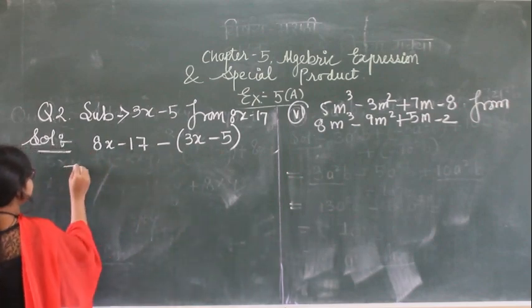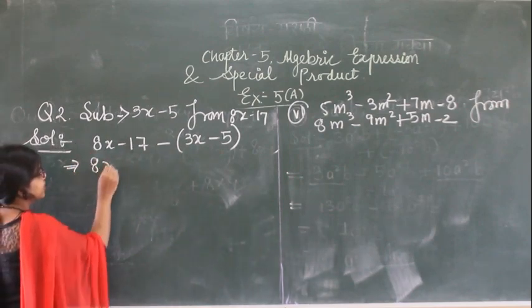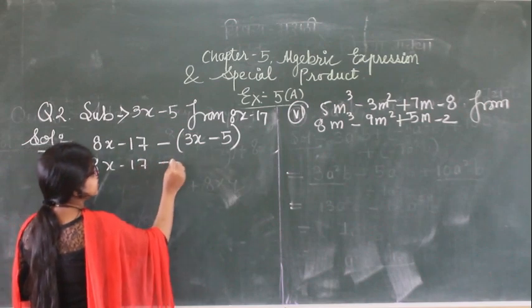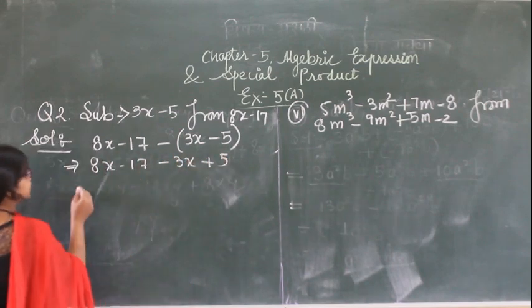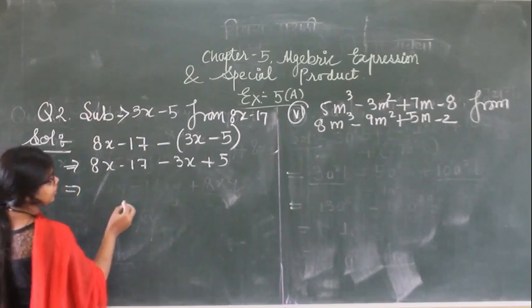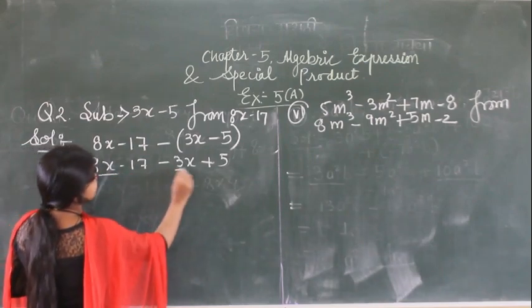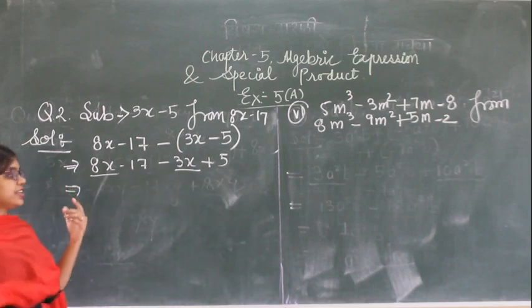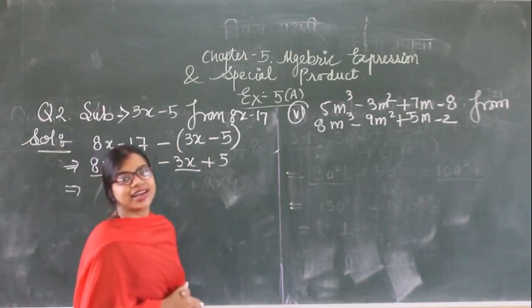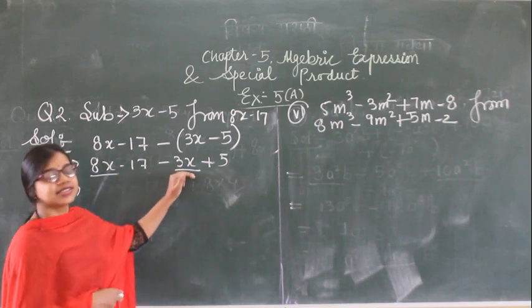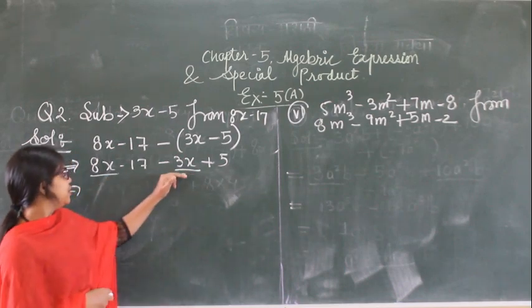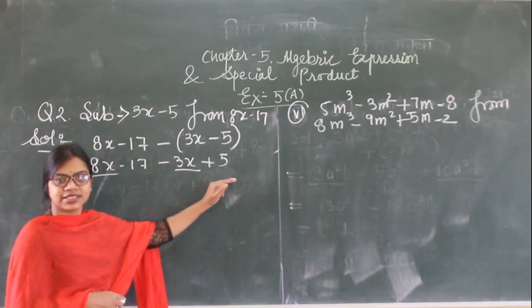Next step is open the bracket. 8x minus 17, this is minus 3x plus 5. Then you will get this term and this term. I have explained in the introduction video about like terms and unlike terms. So if you see, 8x and minus 3x are like terms. Similarly, minus 17 and 5 are like terms.